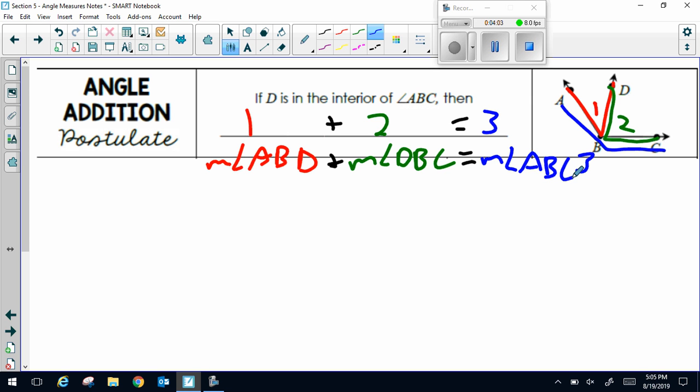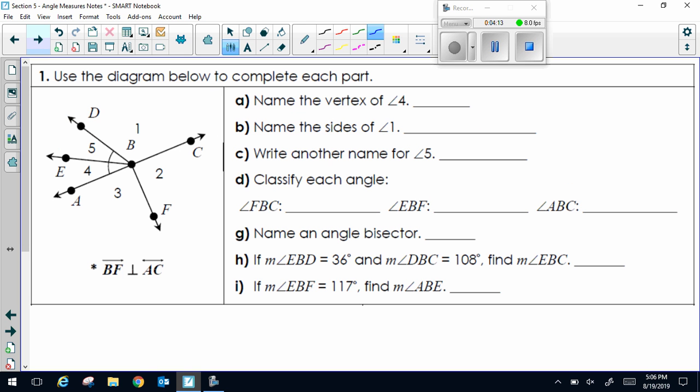Let's go ahead. The next 2 examples come from the worksheet that you got in class. Let's go ahead and start this. It says name the vertex of angle 4. Now, angle 4 is this tiny angle in here. So the vertex is the middle point right there. So that would be point B.